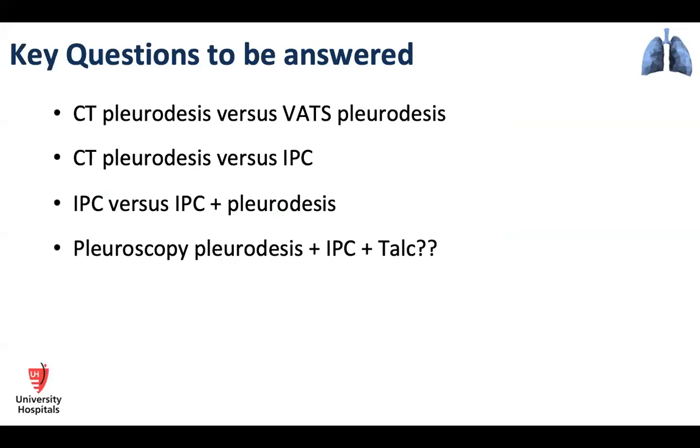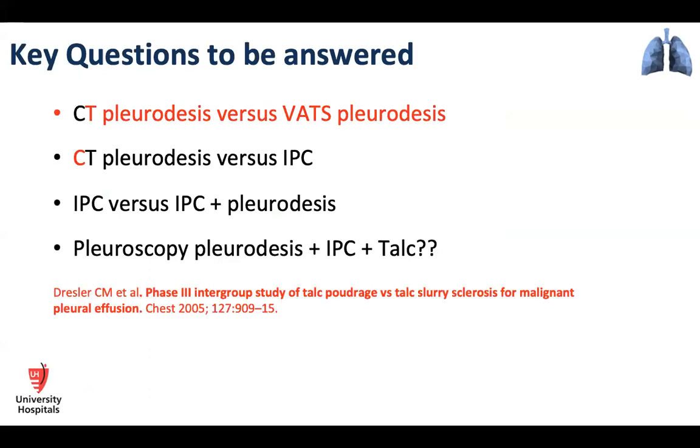So the key questions to be answered in malignant pleural effusions are: is chest tube pleurodesis better or VATS pleurodesis better? Question 2 is chest tube pleurodesis versus indwelling pleural catheter. Should we place an indwelling pleural catheter versus an indwelling pleural catheter plus pleurodesis? Or should we do pleuroscopic or thoracoscopic pleurodesis plus IPC plus talc? This may be a little too much detail, so I'm just going to go briefly over the studies so you at least know what studies you need to review in the upcoming months.